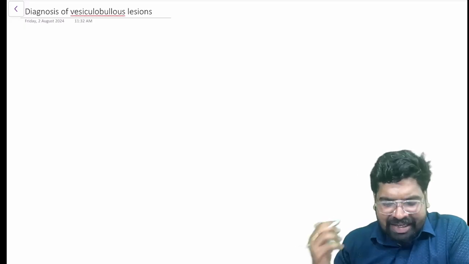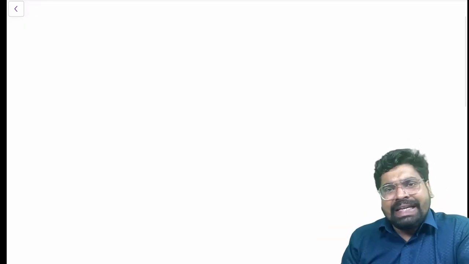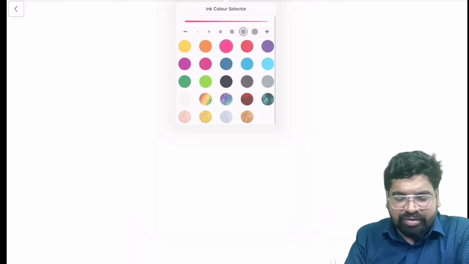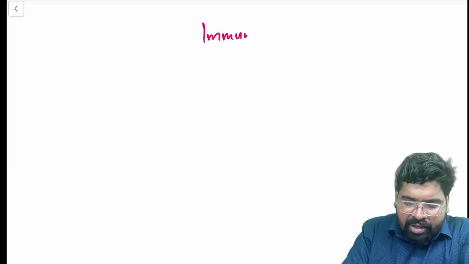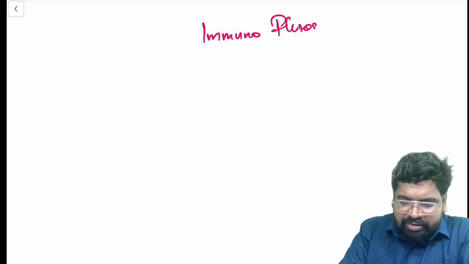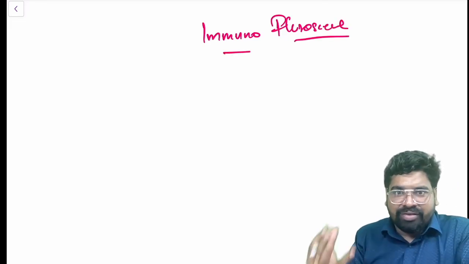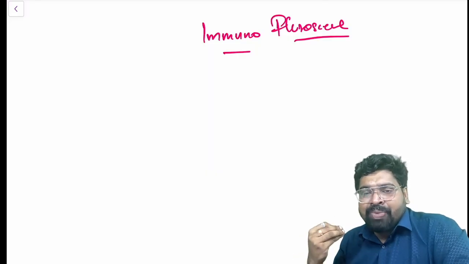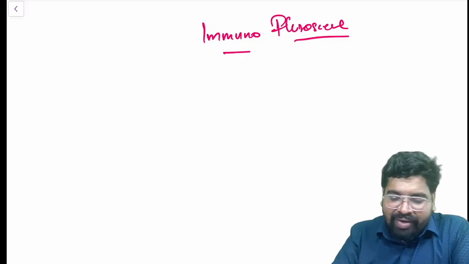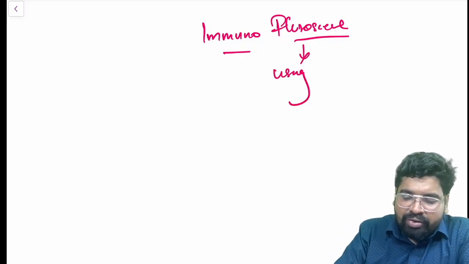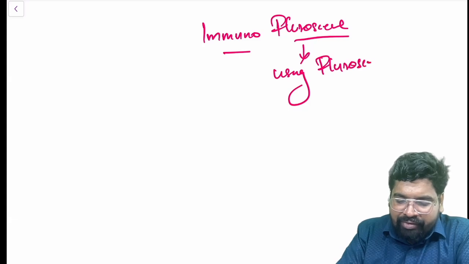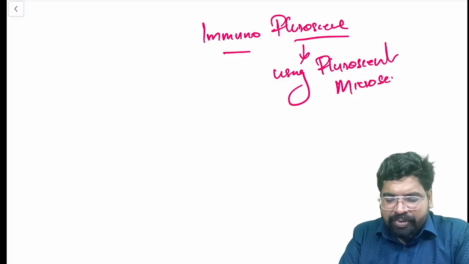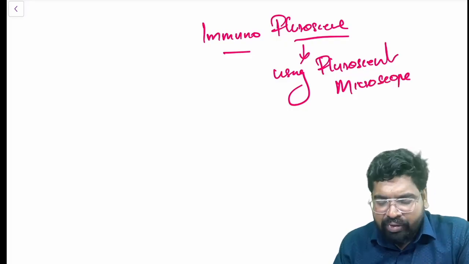To diagnose the skin lesions, we are using a technique called direct immunofluorescence and indirect immunofluorescence. So, immunofluorescence. This is fluorescence, meaning we are using some light and some dye which gives fluorescence, and we are using a microscope called a fluorescent microscope. To see fluorescence, we use a fluorescent microscope. It is not a normal microscope we are using.